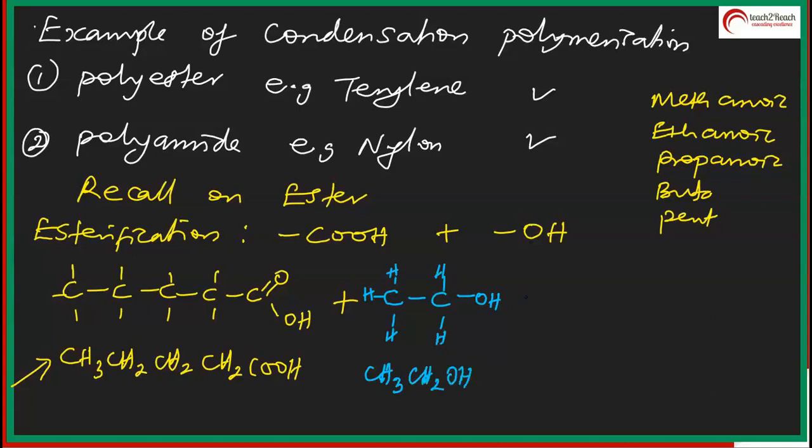Now, when the two of them react together to form the ester link, what happens is that your carboxylic acid loses its OH group, while your alcohol loses its H. So the two combine together to form water. That's where the small molecule is lost. Can you see that? These two come together to form water.